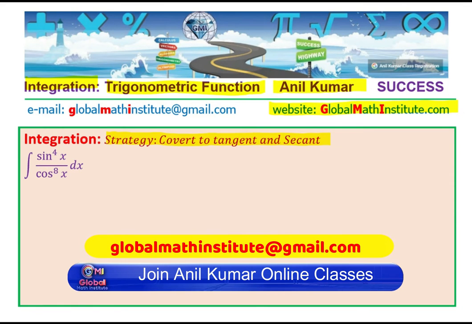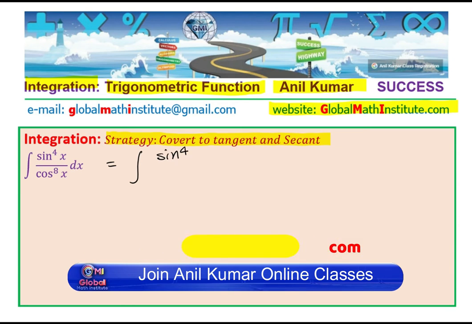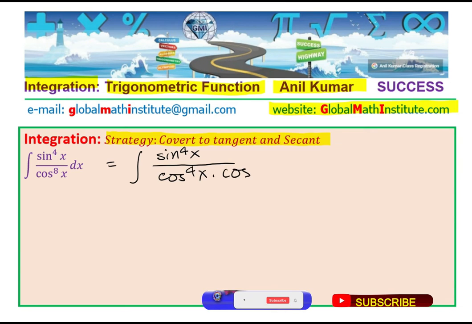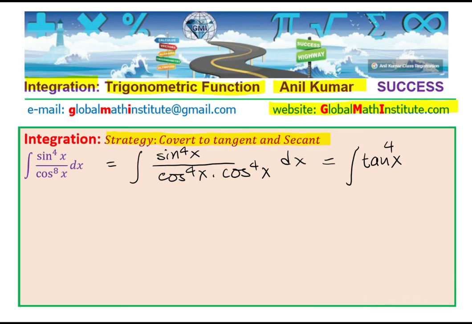So in this case, if I write this as the integral of sine to the power of 4x over, and split cos 8x as cos to the power of 4x times cos to the power of 4x dx, what do you get? Well, the first portion is tan to the power of 4x, and then we have secant to the power of 4x dx. Makes sense. So you see, it is actually the product of tangent and secant with powers of 4.